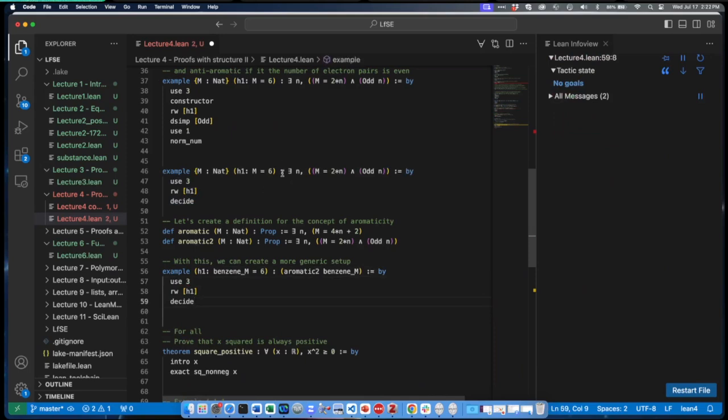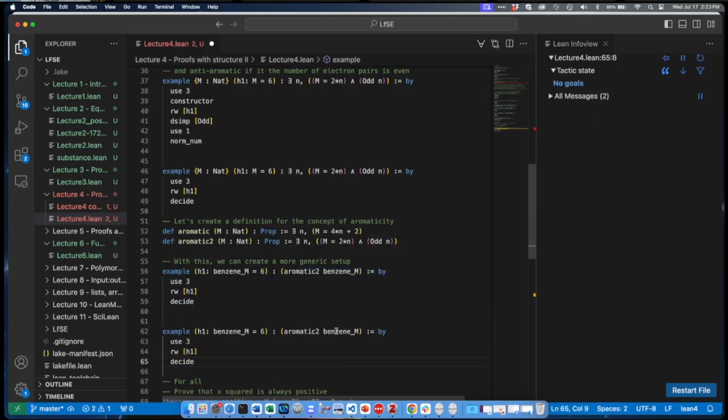This is mathematically the same setup, but the point I'm bringing out is we have a definition here. Definitions are cool because I could write this. Okay. I could pick a different molecule. And I'm not restating my definition of aromatic. My definition of aromatic is exactly the same.